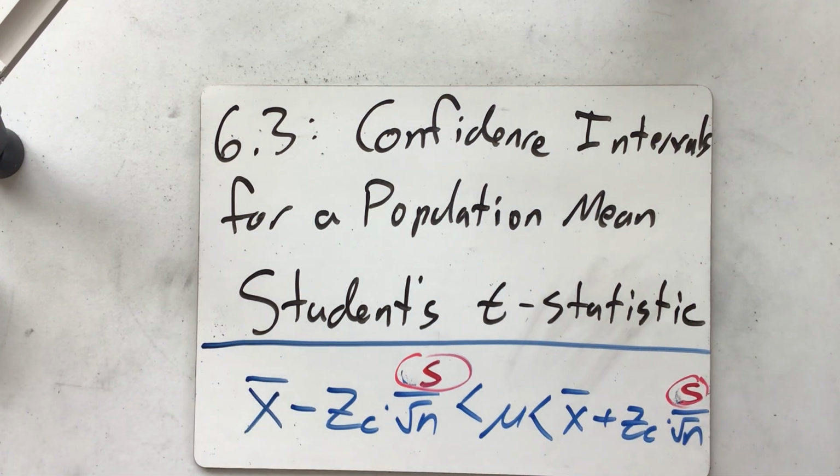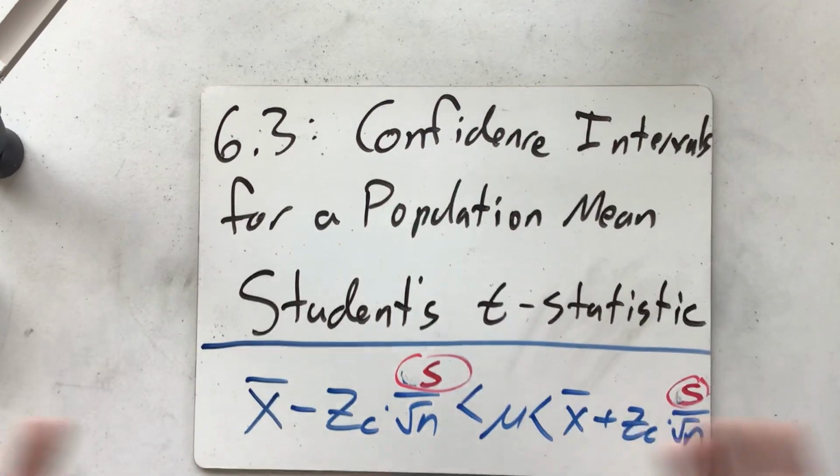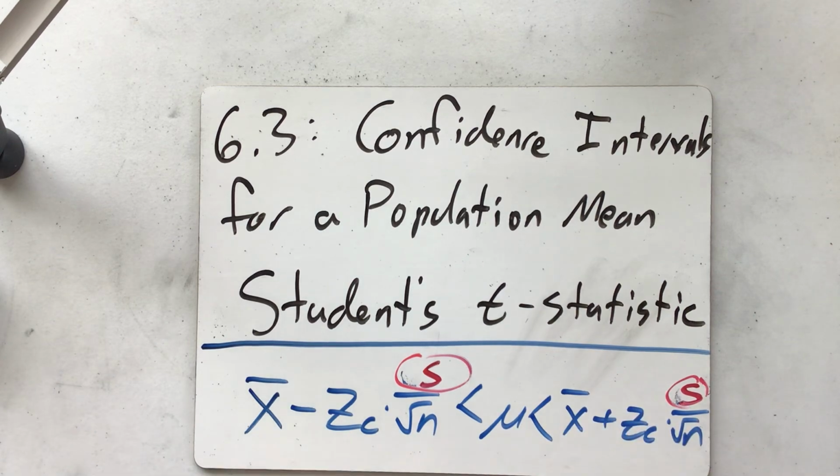What's the difference between sigma and S? They both mean standard deviation. The difference is sigma is the standard deviation for the whole population. S is the standard deviation for just those people you studied. So this you always know because you had people to study, you had some data. Sigma you don't always know. In fact, very rarely would you know it.